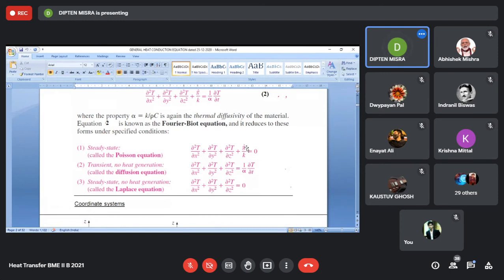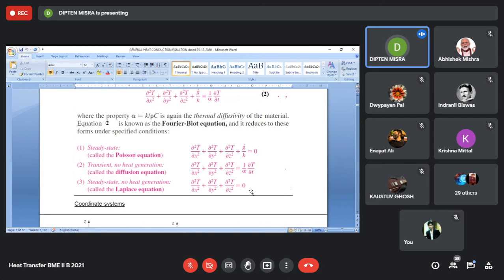There is no variation of conductivity. There is no internal heat generation. And also, the heat conduction is taking place in one direction. Such that T is not changing with time, T is not changing with Y, T is not changing with Z, there is no internal heat generation, and K is constant. So the equation simplifies to d2T/dx² equal to 0.